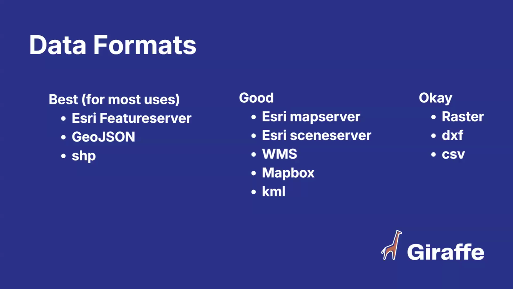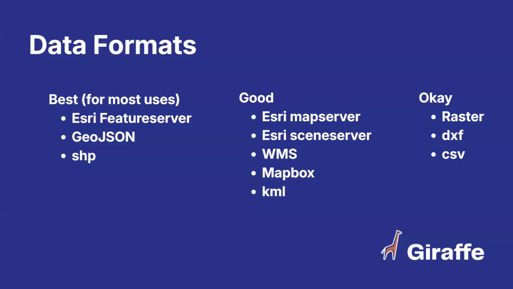And then the last set is what I've rated okay. This would be your raster, so your image uploads, your JPEG, your PNG, your PDF, our DXF uploads, and our CSV. We'll look in more detail at the process behind uploading these things later, and you'll probably see why I rated these as okay. Raster generally is great if that is the only format you have.